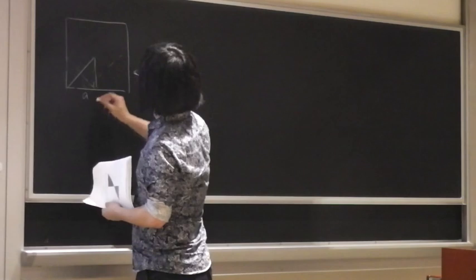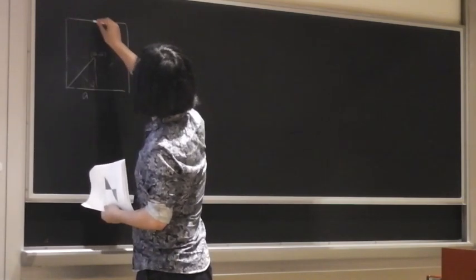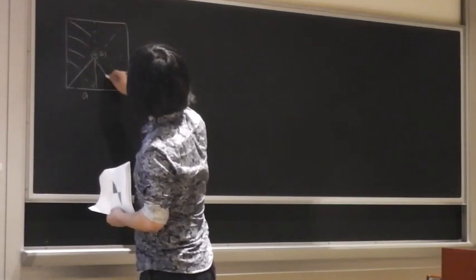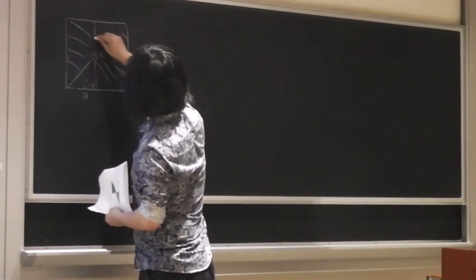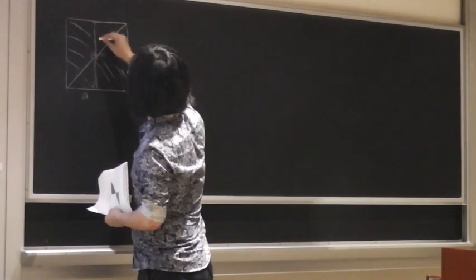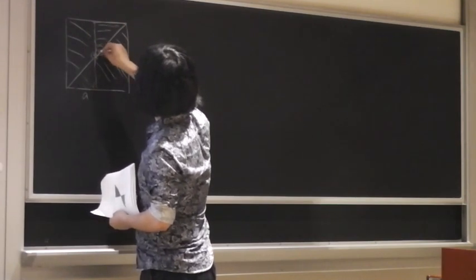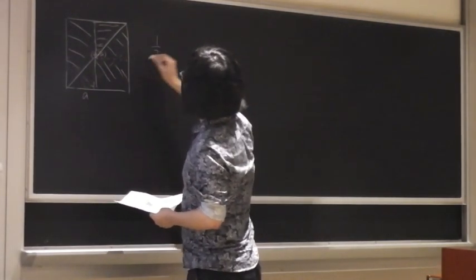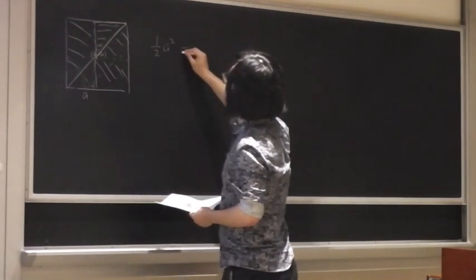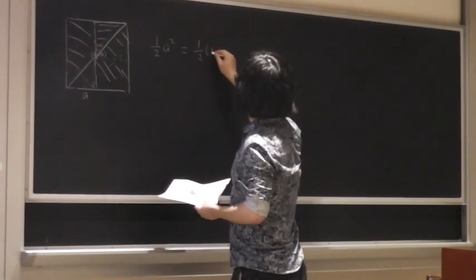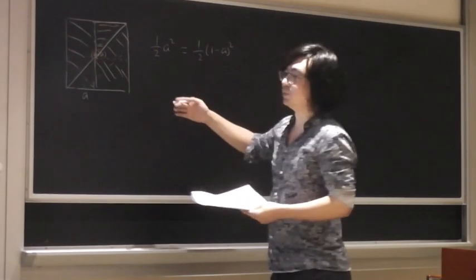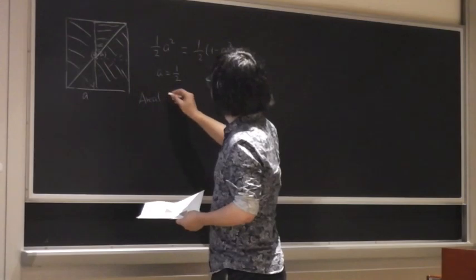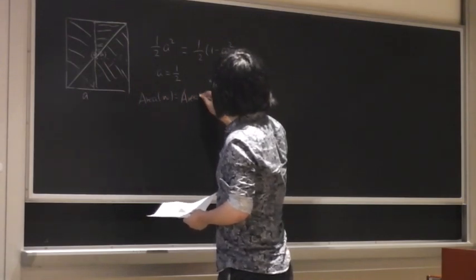So let's assume this is A, so this is (A, A). If this area is attacked, so it's this area and this area, it means the black queens can only be in this part, in this triangle. So the area of white queens is 1/2 times A squared. The area of black queens is 1/2 times (1 minus A) squared. So we can see that A equals 1/2. So the area equals 1/8.